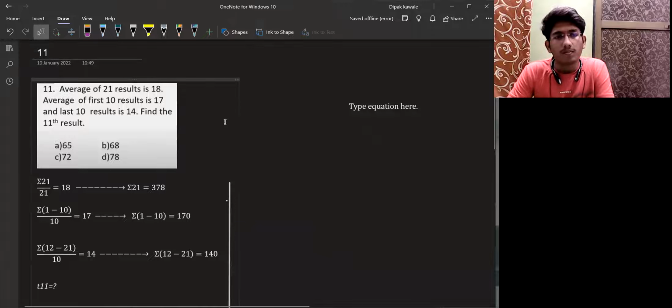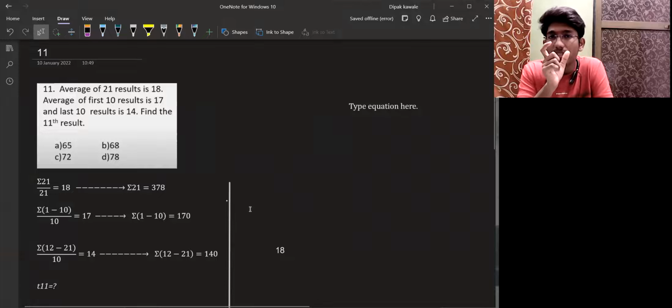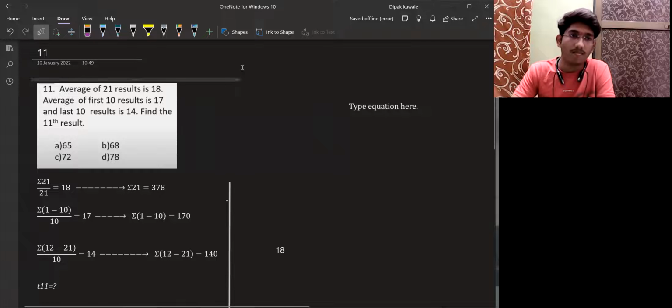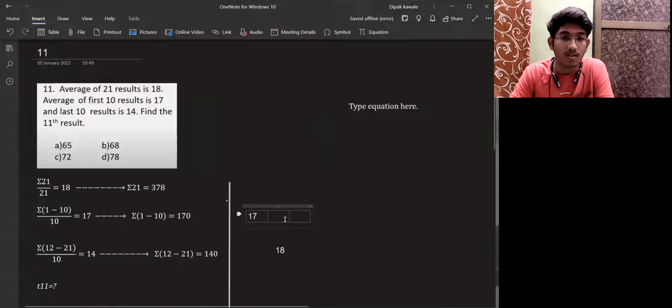What is the final average? That means total average. It is 18. What is the first 10 results average? 17. What is the 11th? We don't know. What is the last 10 average? 14.